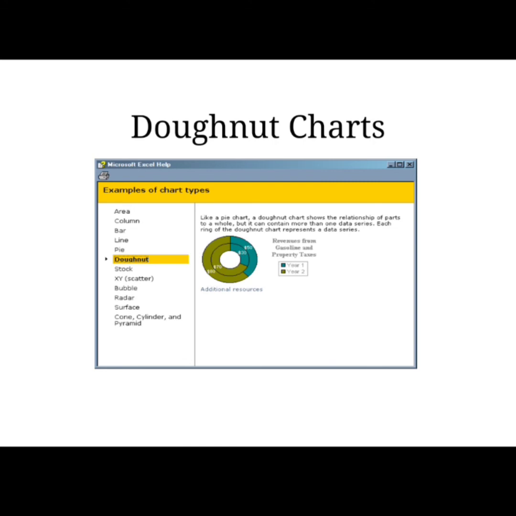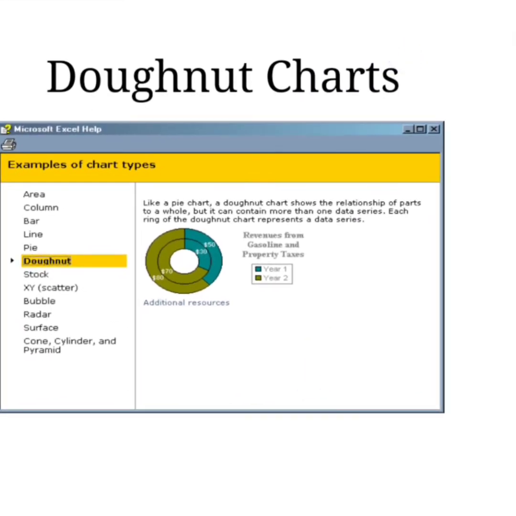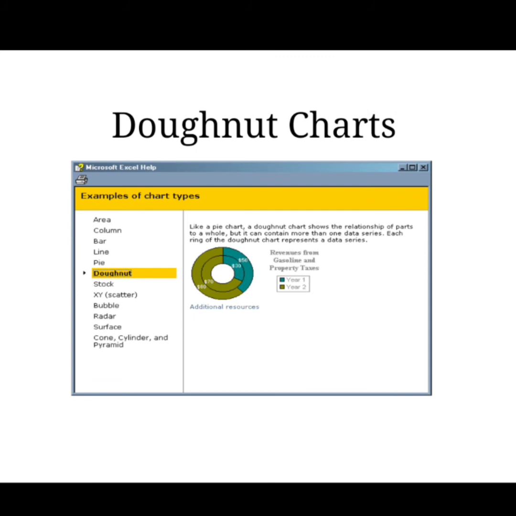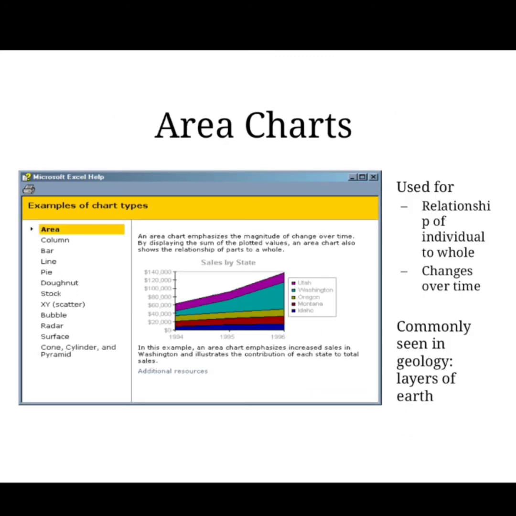There will be again a donut type of chart. This donut type of chart is like a pie chart. It shows the relationship of parts to a whole, but it can contain more than one data series. Each ring of the donut chart represents a data series. Here there will be the revenues from the gasoline and the taxes, for year 1 and year 2.